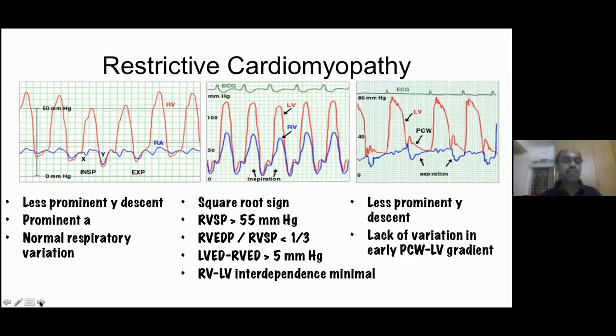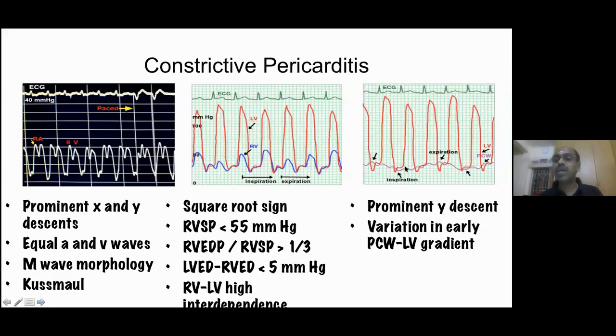I will show the example in constrictive pericarditis. During inspiration, the pulmonary capillary wedge pressure will go much lower than even the left atrial pressure, so that hardly any filling occurs on the left side. Left side blood does not enter at all. So the mitral valve flow Doppler will show markedly reduced inflow velocities. The reason is pooling of blood in the pulmonary vasculature, because the negative intrathoracic pressure is able to act on the pulmonary vasculature and pool the blood there.